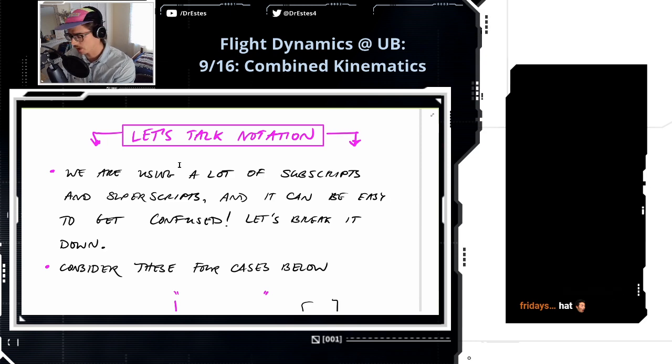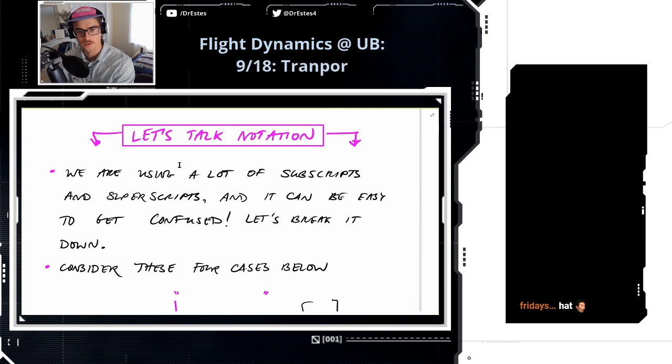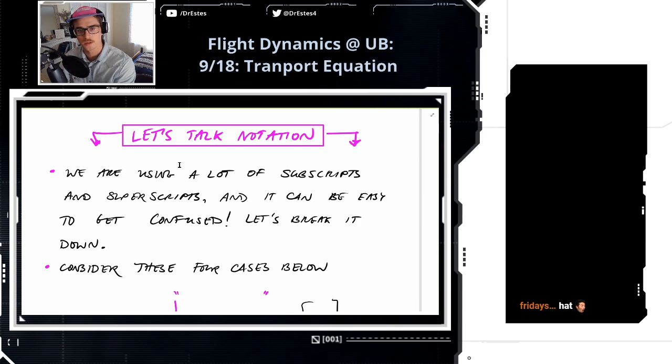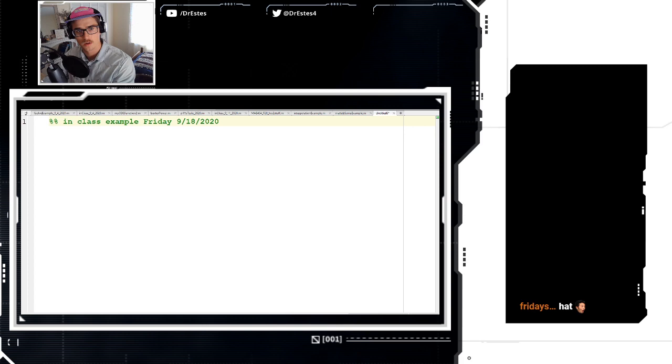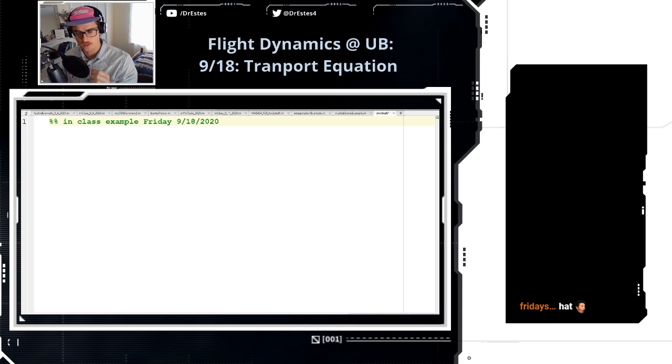All right, let's change this title because it is no longer the 16th. It is Friday, the 18th. And we're doing a transport equation example. We'll bring this over to the other scene as well, because we're going to do some Matlab at the end. So get ready, get Matlab open so that you can follow along once we get to that.